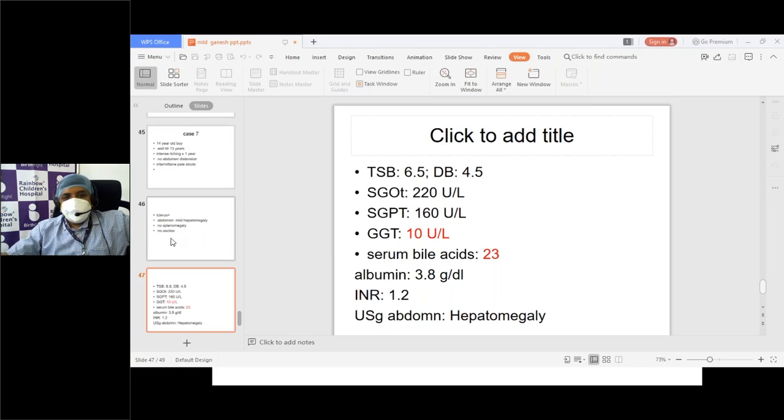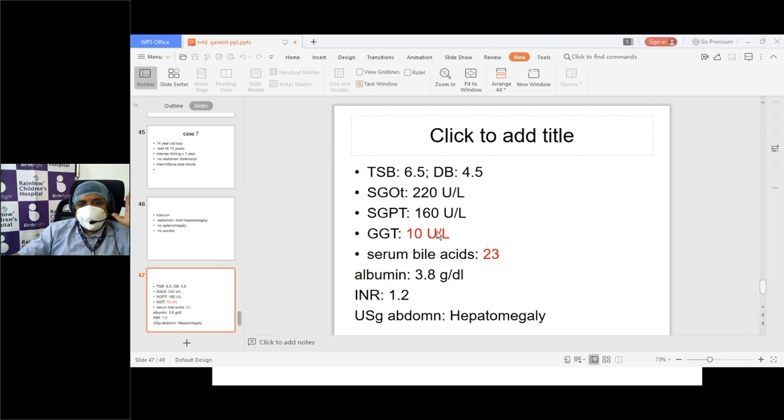So we did a liver function test. He has been running from pillar to post, and he has received all sorts of antihistamines and antipruritic agents. When we did the liver function test, his bilirubin was high, 6.5, with a conjugated hyperbilirubinemia, and there was an increase in the serum transaminases. As I have said earlier, the GGT was low and the serum bile acids were high, with normal albumin levels, normal coagulation profile, and ultrasound abdomen showing a hepatomegaly. So this is a very big boy.